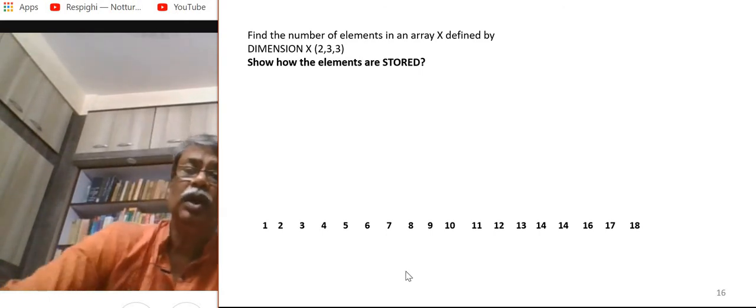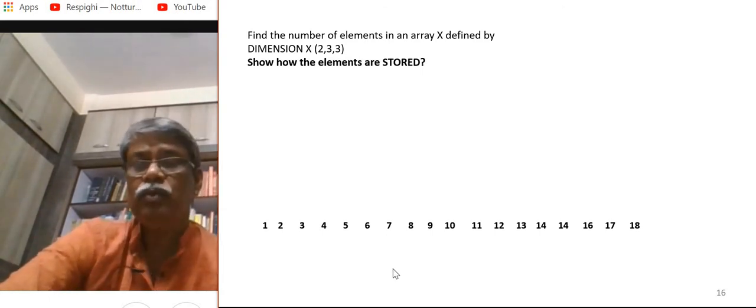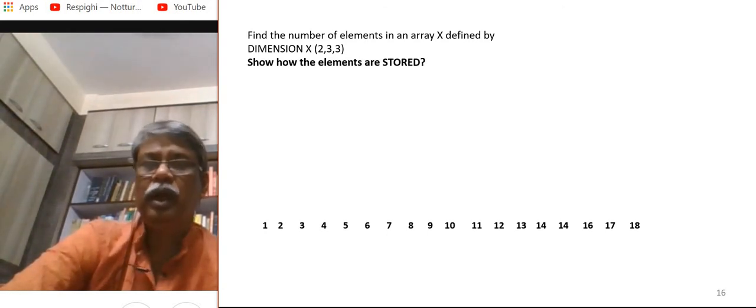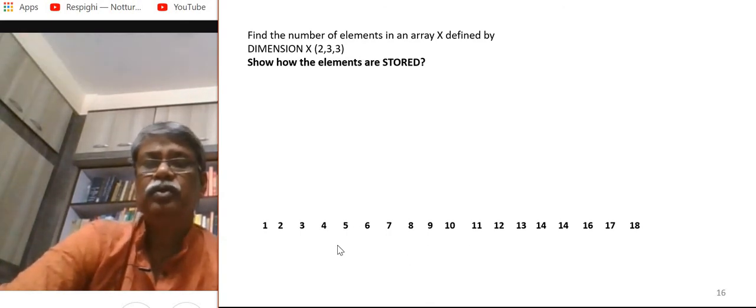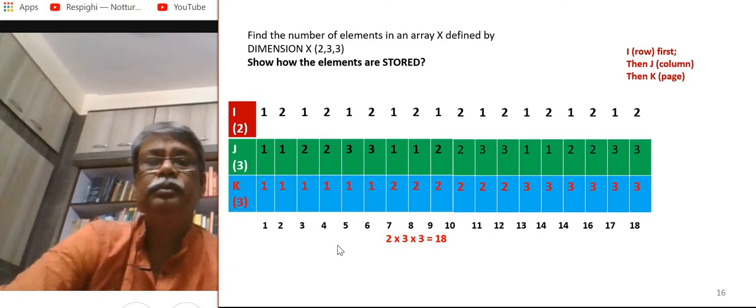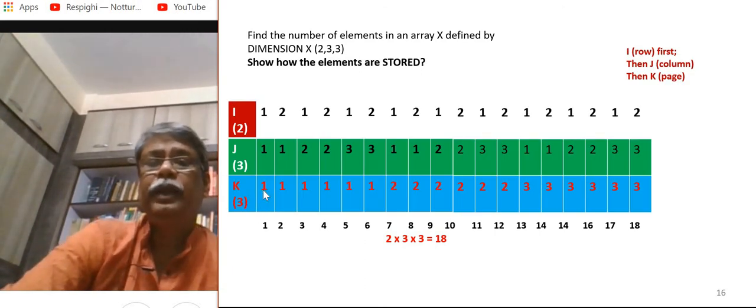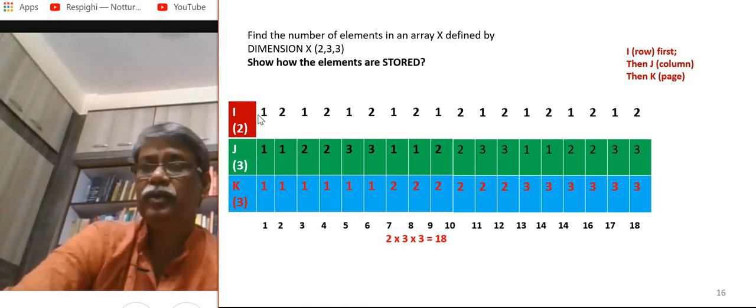Okay, so what is the order of storage now? As I told you, the first index i should be exhausted first, then j, then k, right? So when it is a question of k, that would be controlled by i and j, that means 2 into 3, that means 6. So the 18 k values would be 6, 6, 6, right? So here you see six 1s, and then six 2s, and then six 3s, that is k. And then j is controlled by i.